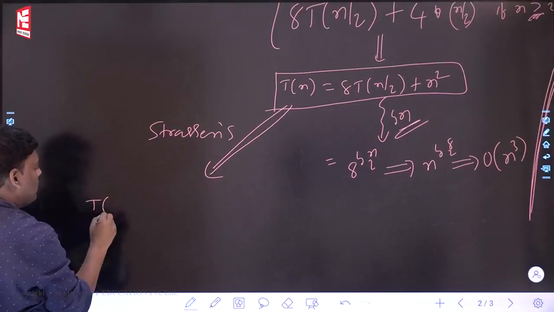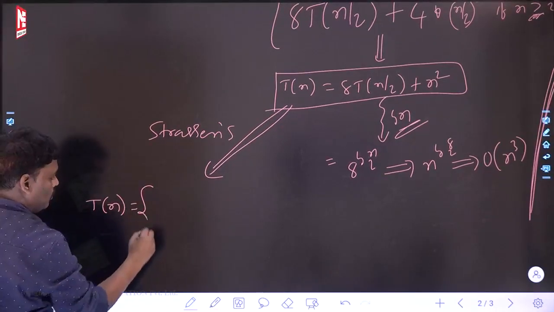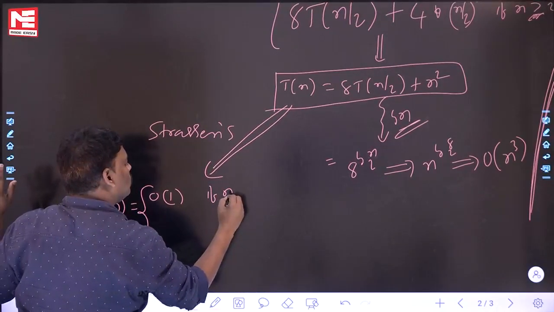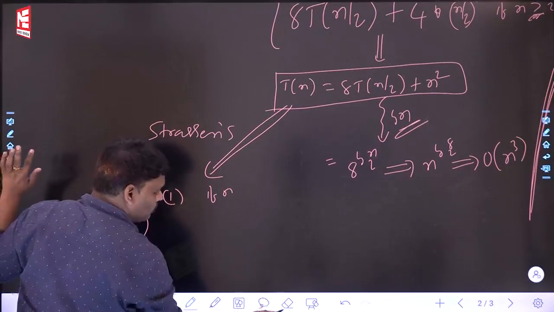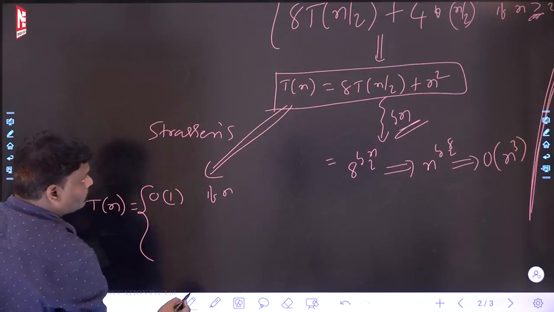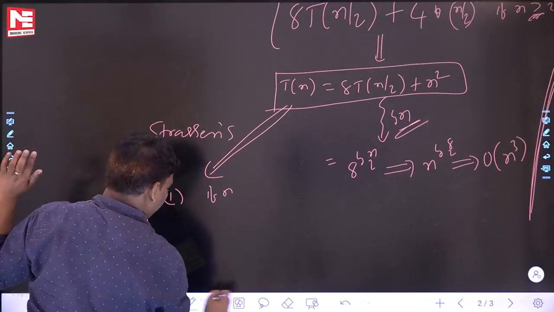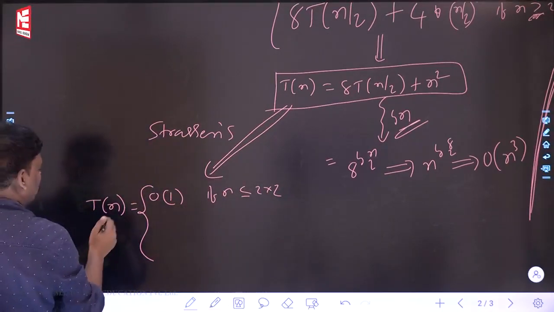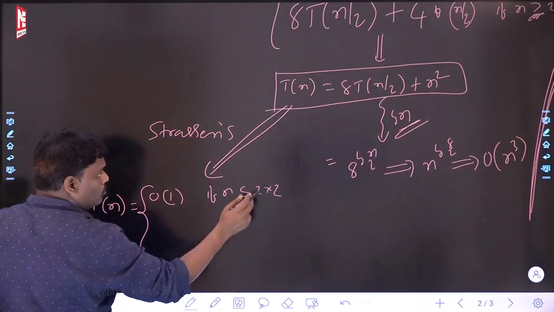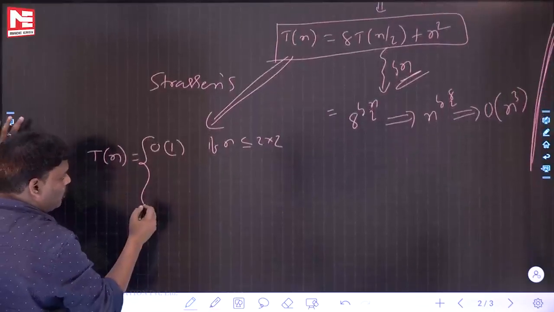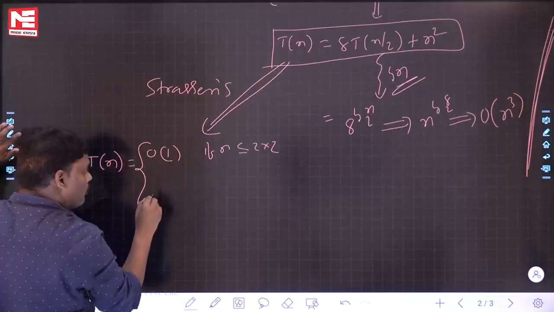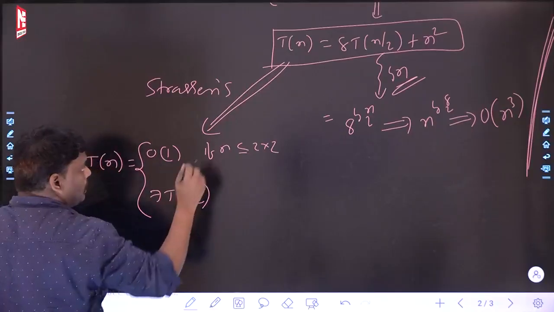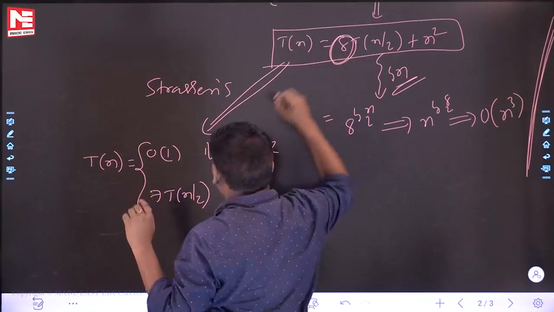See this one. The time complexity of multiplying two matrices of size n by n is equal to order of 1 if n is less than or equal to 2 by 2, that's okay. Next, if it is big, see what happened. There it was 8T(n/2) + n square, but he made it 7T(n/2) + n square. Here 8 multiplications are required, but he made it only 7.